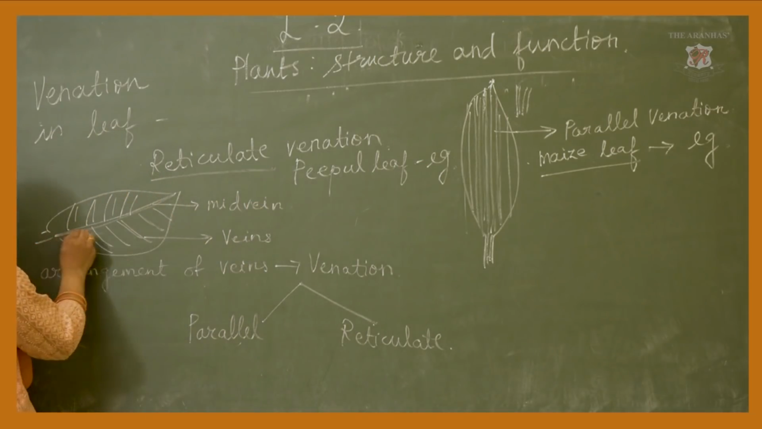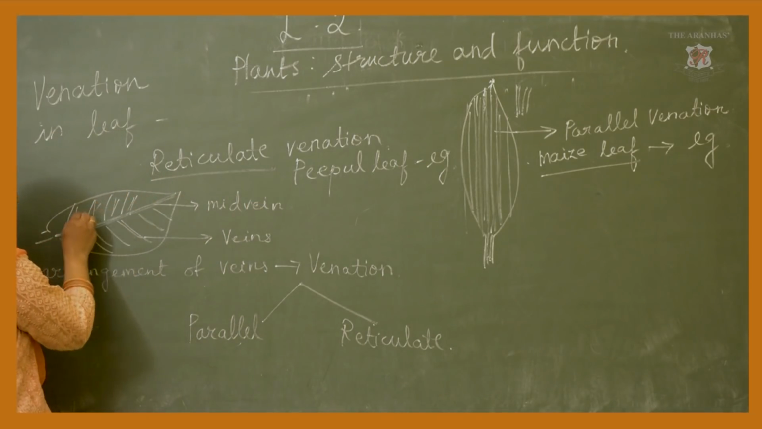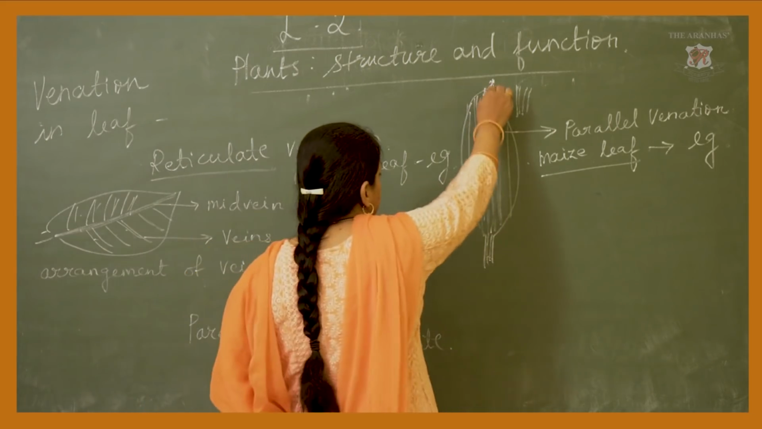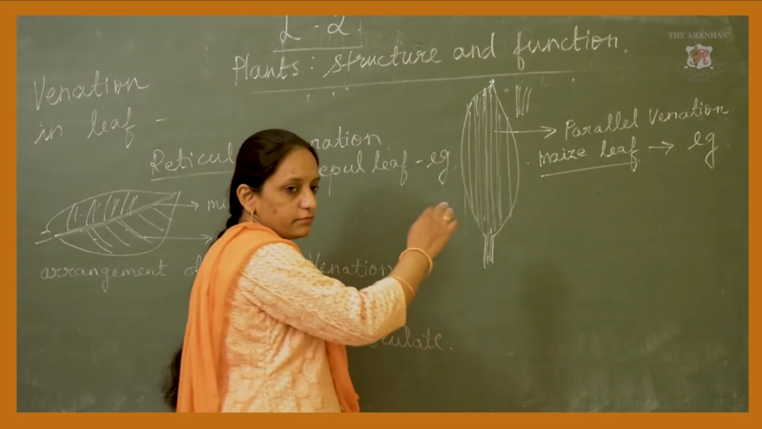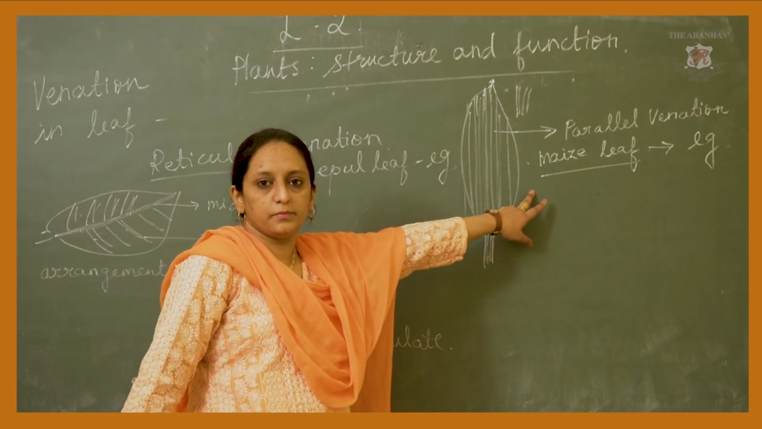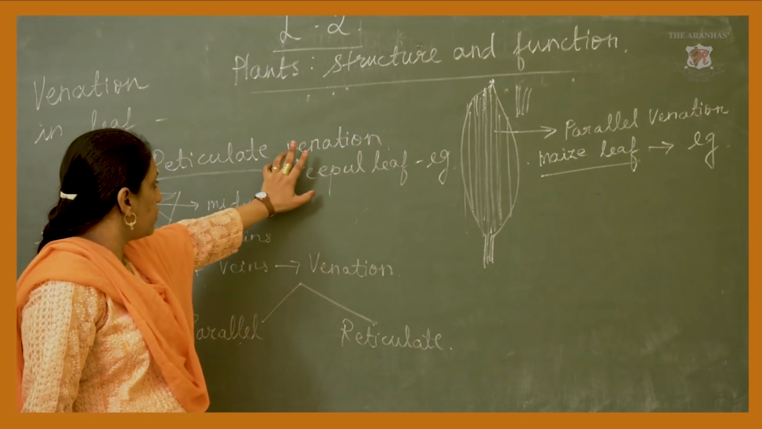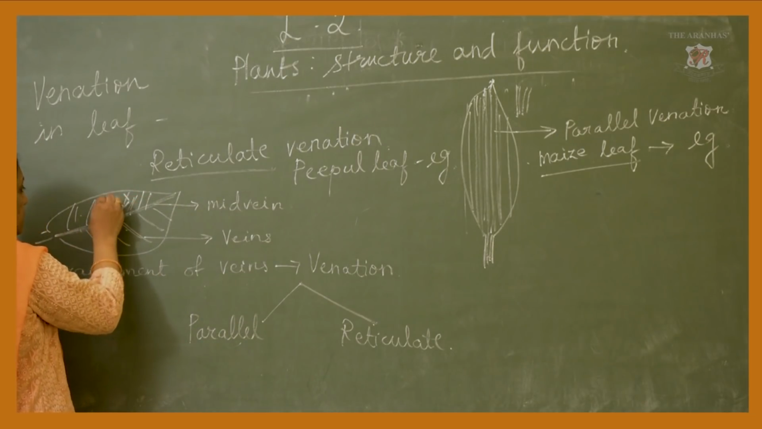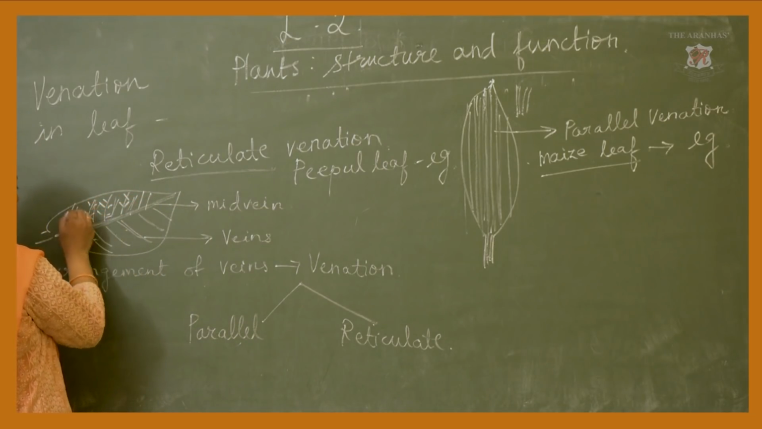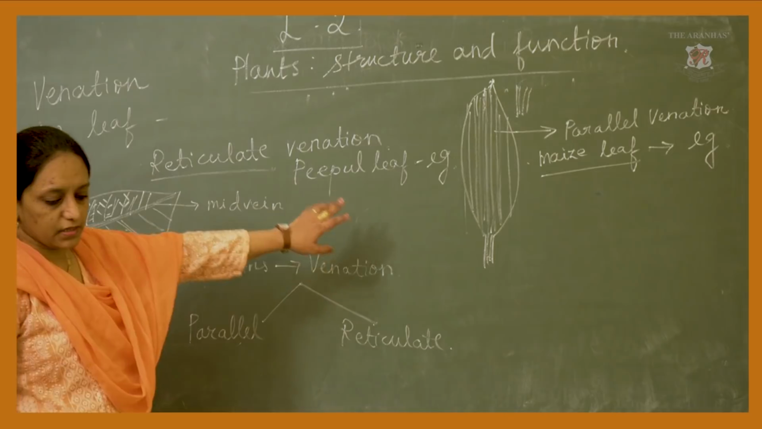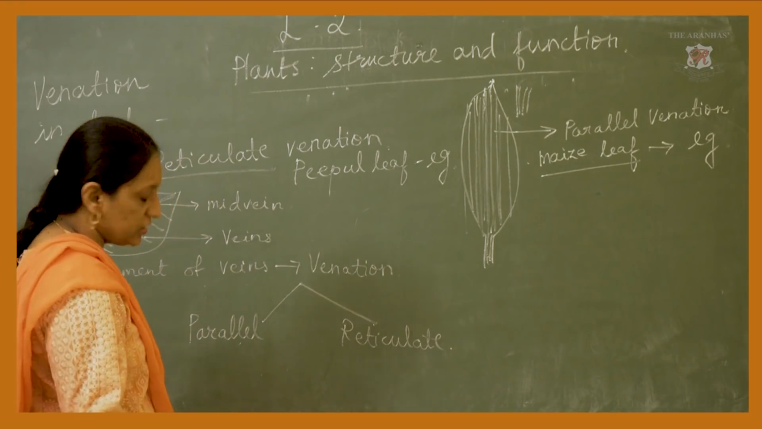In reticulate venation, there is a single midvein and many small veins arise from the single midvein. But in parallel venation, there is no single midvein. All the veins are parallel to each other. Example of parallel venation you can see in the maize leaf. In reticulate venation, they form a reticulum, they form a network here. Like this a network is formed. Many veins. There is a crowd of veins. So that is seen in pea leaf, that is called reticulate venation.